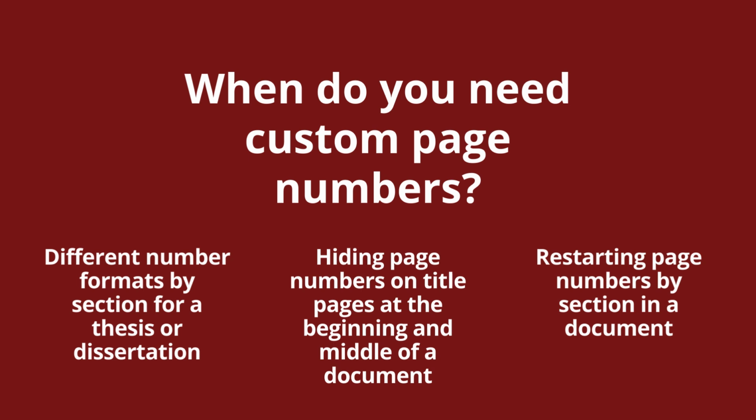If you're writing a comprehensive exam in some disciplines, you may need to answer 2 or more questions in one document, but set up each question on its own title page with no number. In both cases, you may need to start over with number 1 in a middle section of your document. In the following videos, I'm going to show you what you can do in Microsoft Word and in Google Docs.